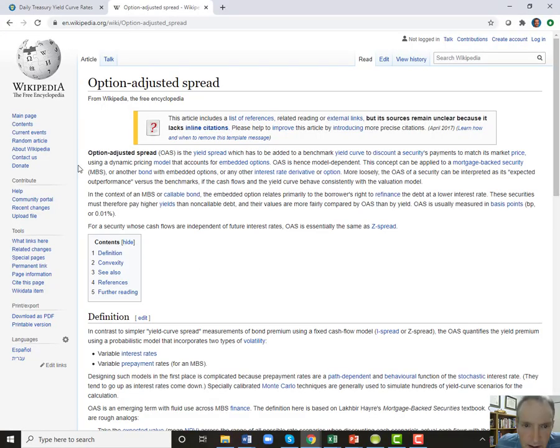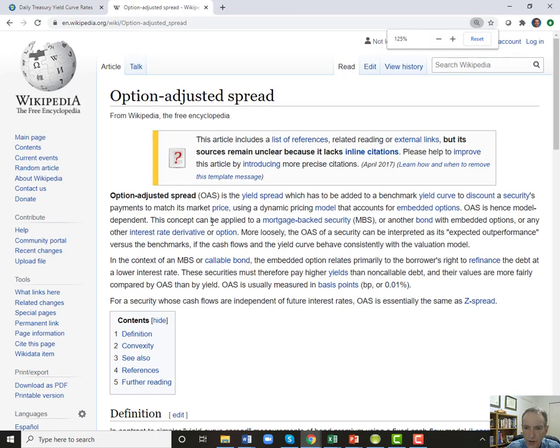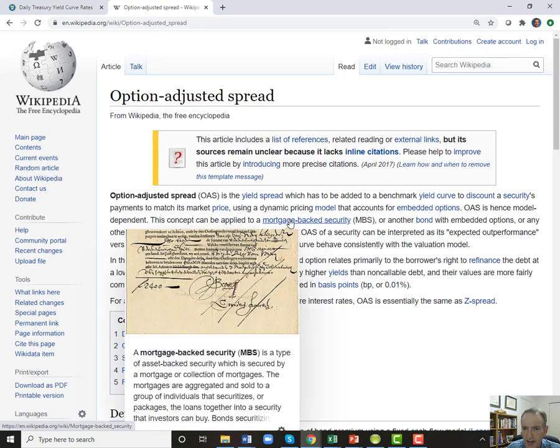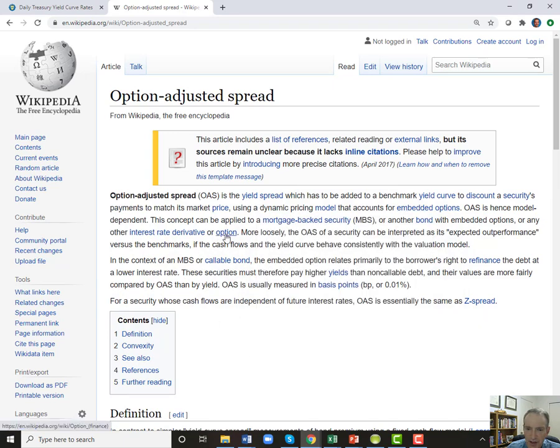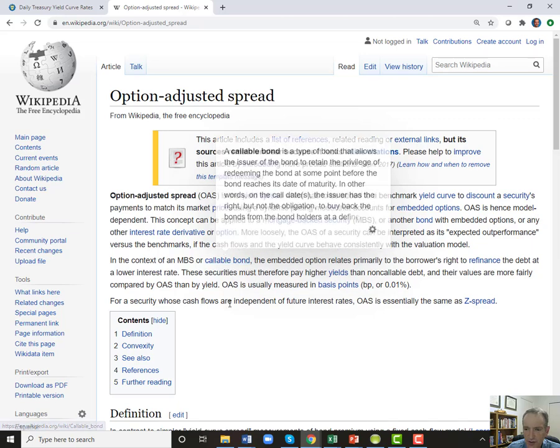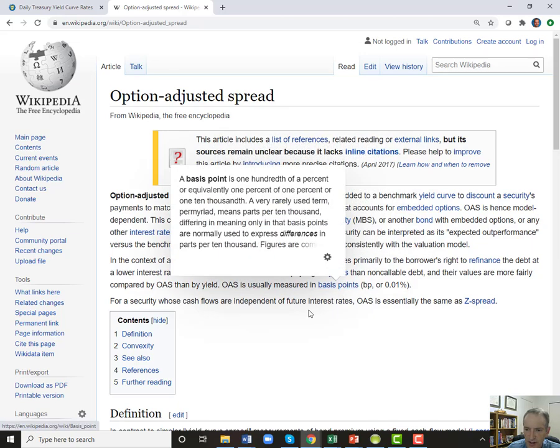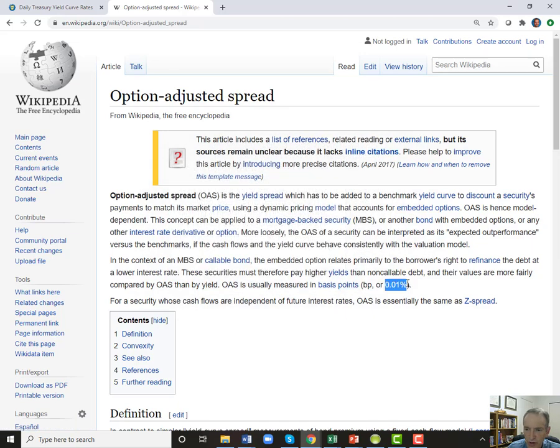So here is the Wikipedia page on option adjusted spread, and what you will notice right away is it has mortgage-backed securities in there. It also has a term, remember, embedded option. It also talks about the option interest rate risk. So it even talks about callable bonds. So you can talk about them here. There's basis points. 1 basis point is 0.01% or 0.0001. There's convexity right there. See how option adjusted spread is in there.